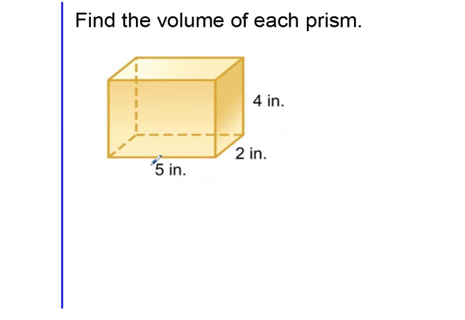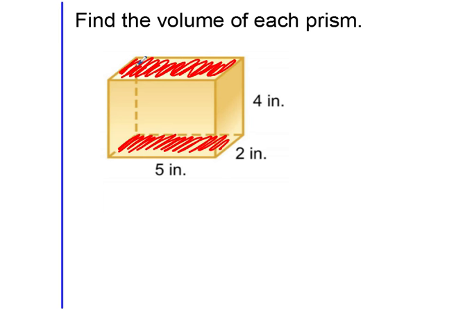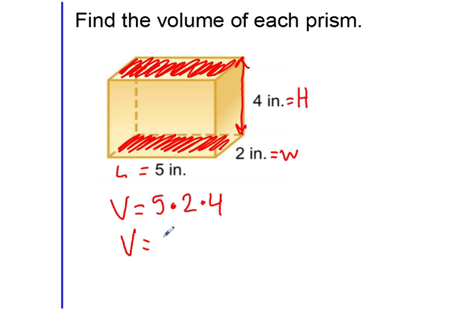Let's try this one more time. Again, this is the base of the prism because it is parallel to the same shape, the same side of the prism, which is rectangular. 5 is the length, 2 is the width, and 4 is the height of the prism. Remember, height always connects base to base. Always. So our volume is going to be found by doing 5 times 2 times 4. So our volume is 40 inches cubed, or cubic inches.